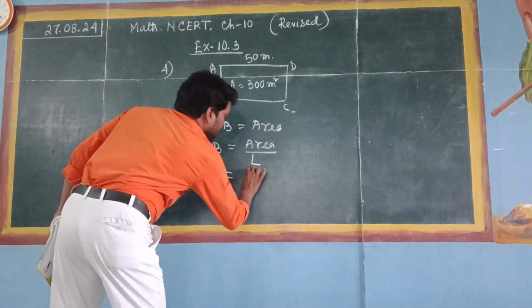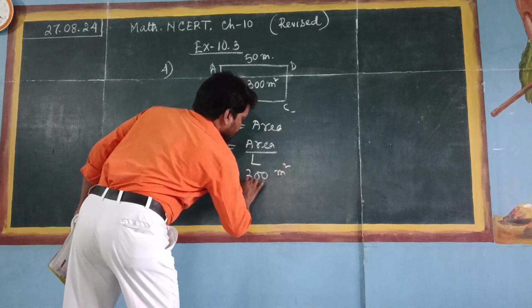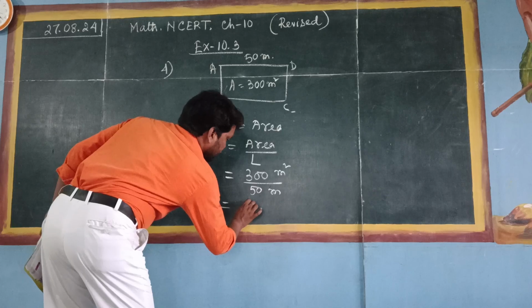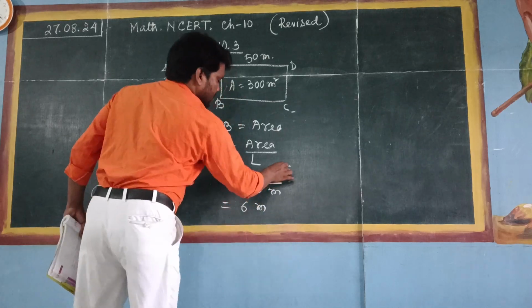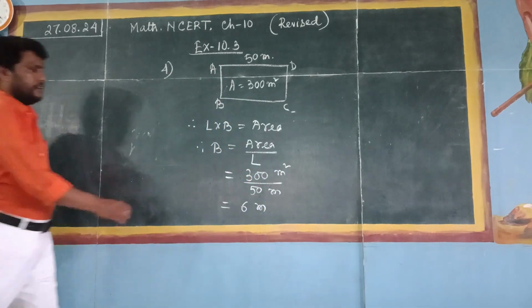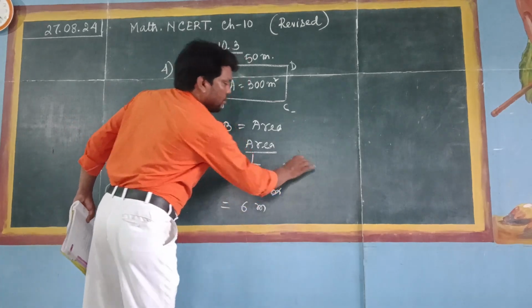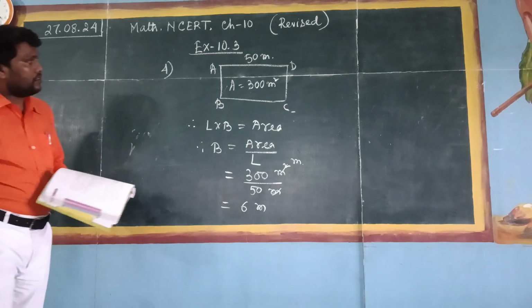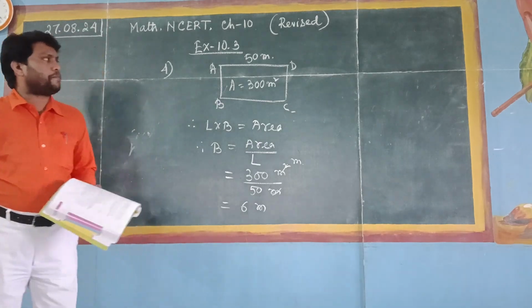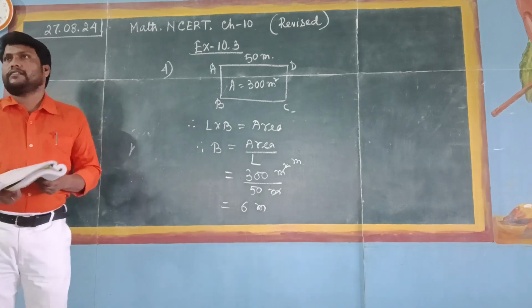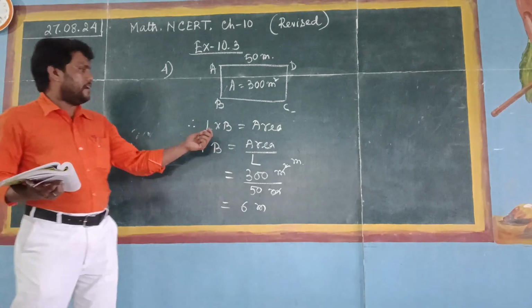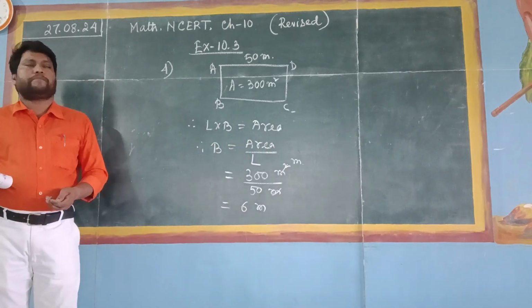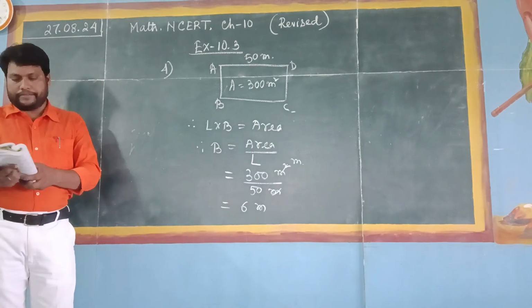Now area is given, 300 meter square. Length is given, 50 meter. That means 6 meter. There are meter square and meter, so 1 meter will be reduced. So the breadth or width of the rectangular park will be 6 meter. Which formula is applied here? Length into breadth equals area. This is the formula of area of rectangle.